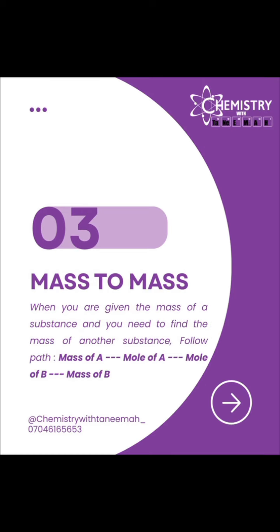So the other pathway that we have is solving from mass to mass, and you'll be given the mass of A. You use that to solve for the number of mole of A. Then you use that to solve for the number of mole of B, and you use that to solve for the mass of B using number of mole is equal to mass over molar mass.